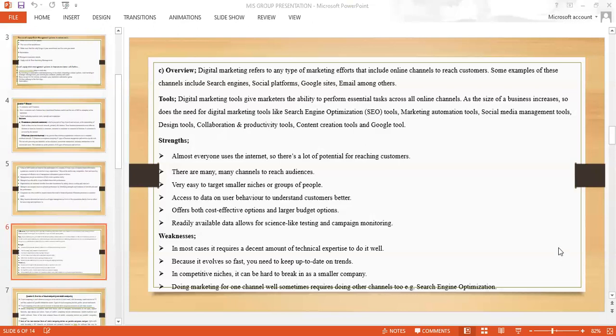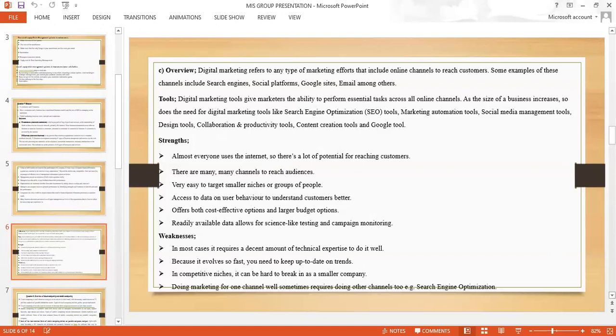As the size of a business increases, so does the need for digital marketing tools like search engine optimization tools, marketing automation tools, social media marketing tools, design tools, collaboration and productivity tools, among others. Strengths of digital marketing.